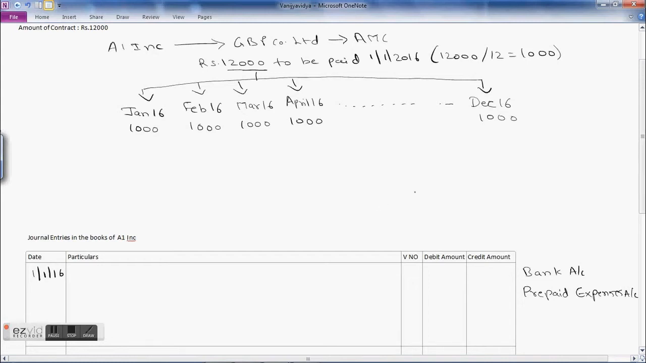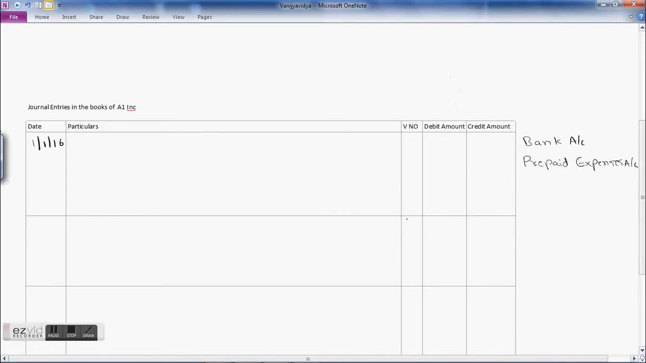So now let's see what is a bank. One is a bank account, one is a prepaid expenses account. Now bank account, what? It's a personal account. Okay, so what is the rule for the personal account? Debit the receiver, credit the giver. So bank is giving here, so we have to credit the bank account, right?